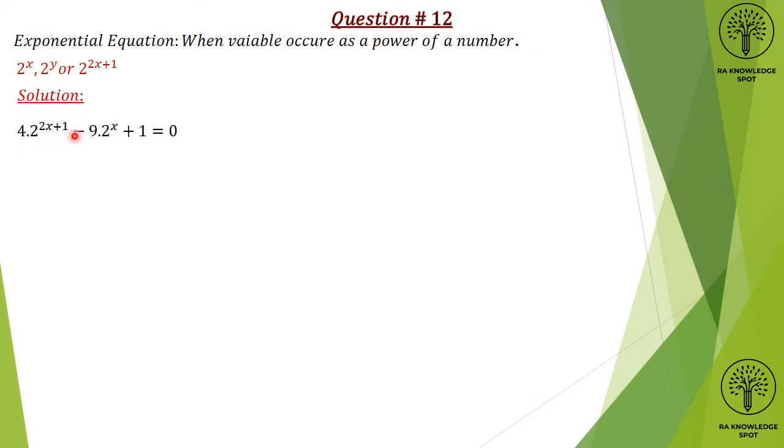Now, here is the question in front of you. We can write this question as 4 multiplied by 2 power 2x plus 1 minus 9 multiplied by 2 power x is equal to 0. Dear students, as you know, when the bases are the same, powers are added, so we can also write it separately. We just separate this as 2 power 2x plus 2 power 1, no need to mention even the 1, no problem, minus 9 multiplied by 2 power x plus 1 is equal to 0.